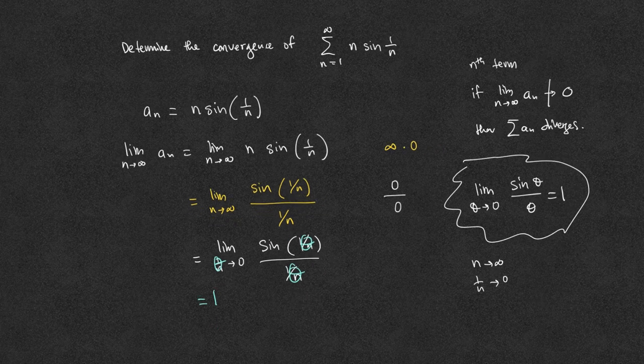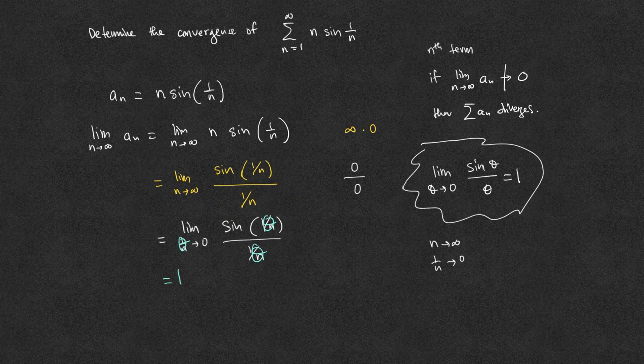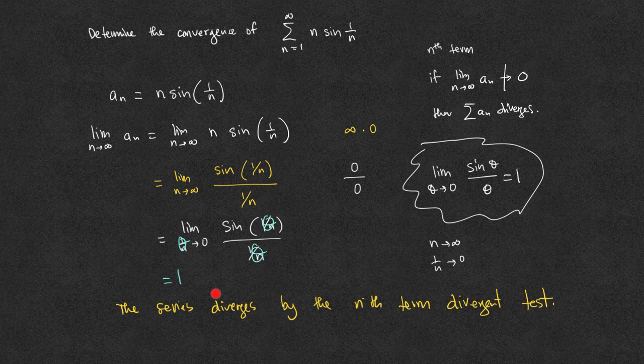And when we state whether the series diverges or converges, we need to name the test that we use. In this case, we would conclude that the series diverges by the nth term divergence test. Always state the name of the test that we use and the conclusion whether the series converges or diverges, along with the justification.